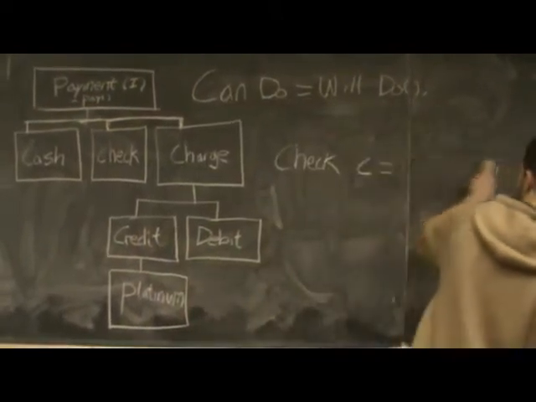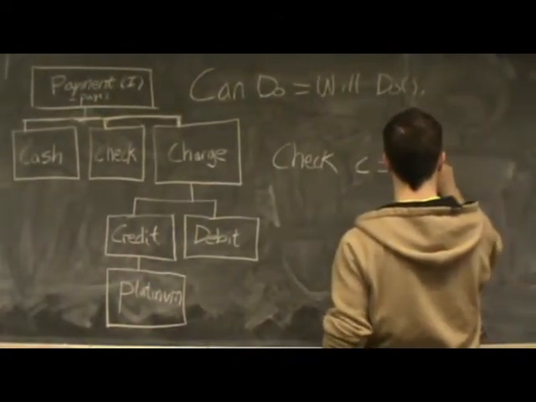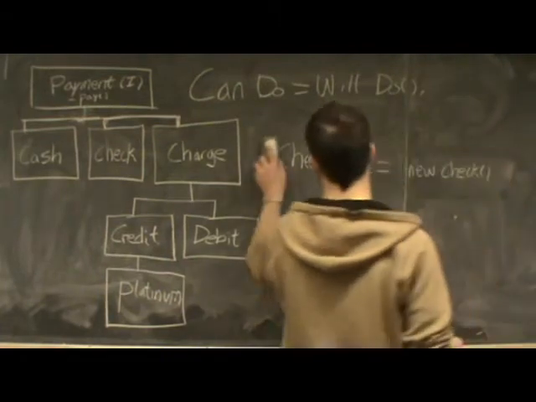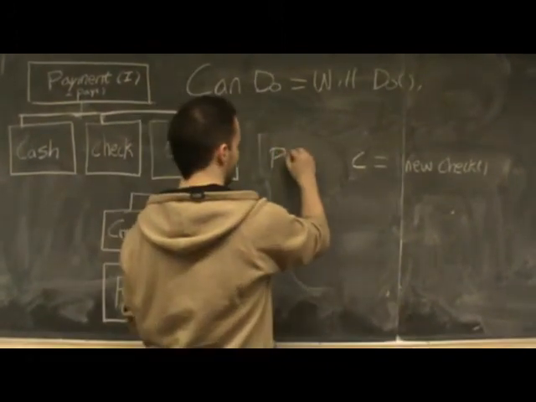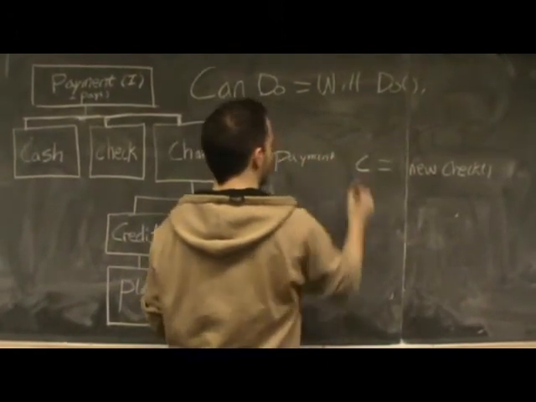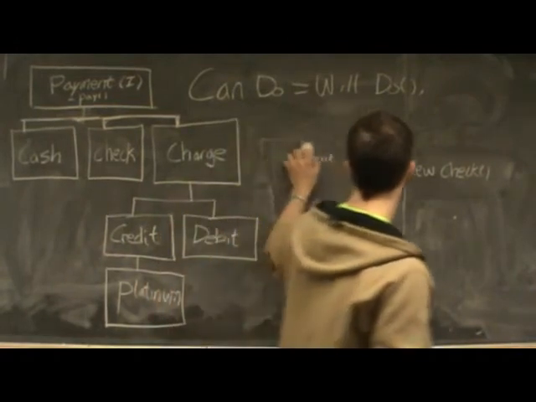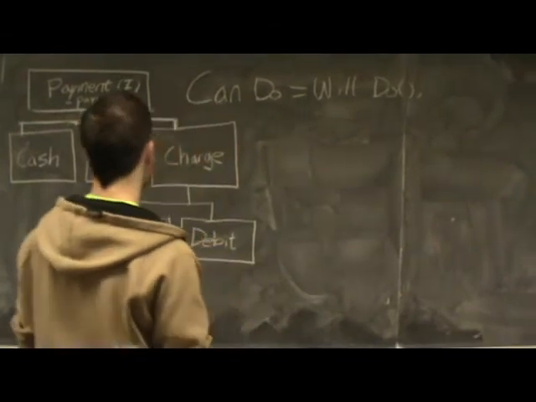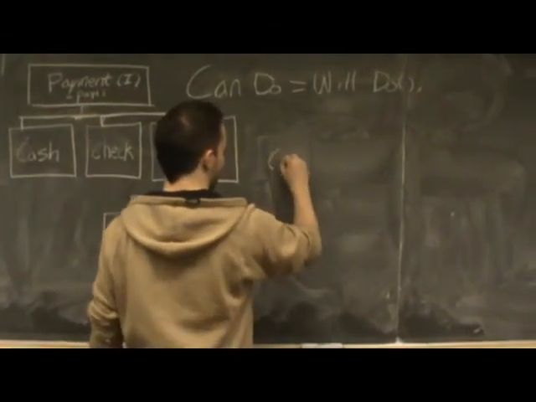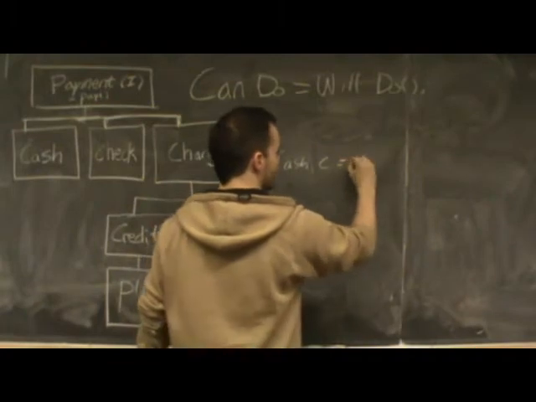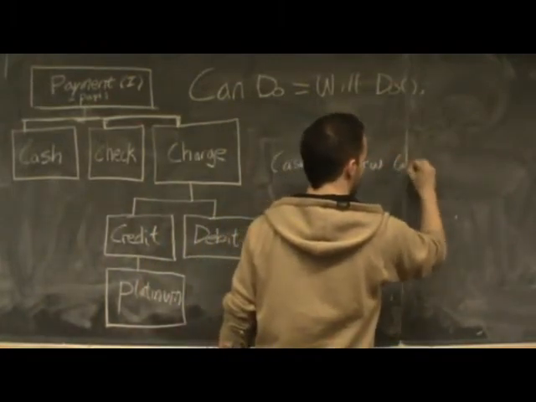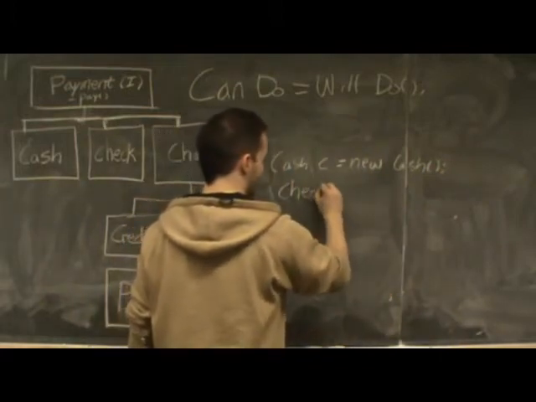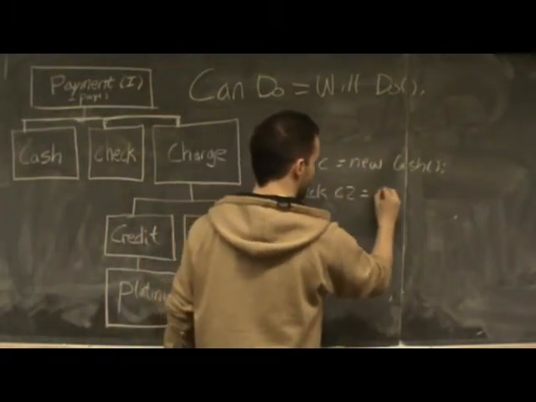But I can do this, of course, new check, right? And there's no problem with that. Then I can change check here to payment or whatever. So what happens when I make this more fun? What happens when I do cache C equals new cache, and this isn't going to be that tricky, and then I do check C2 equals C.